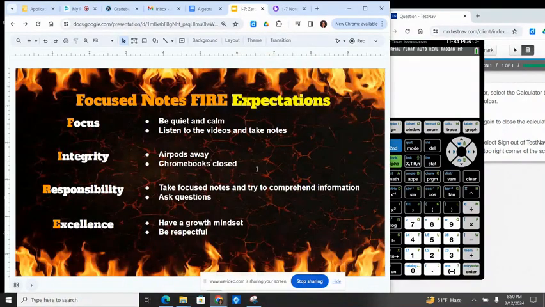We are going to be doing focus notes through a video today. So make sure that you have your note sheet in front of you and a pencil. And I want to go over the FIRE expectations. You guys know these. We do them almost every day, and you know the expectations.